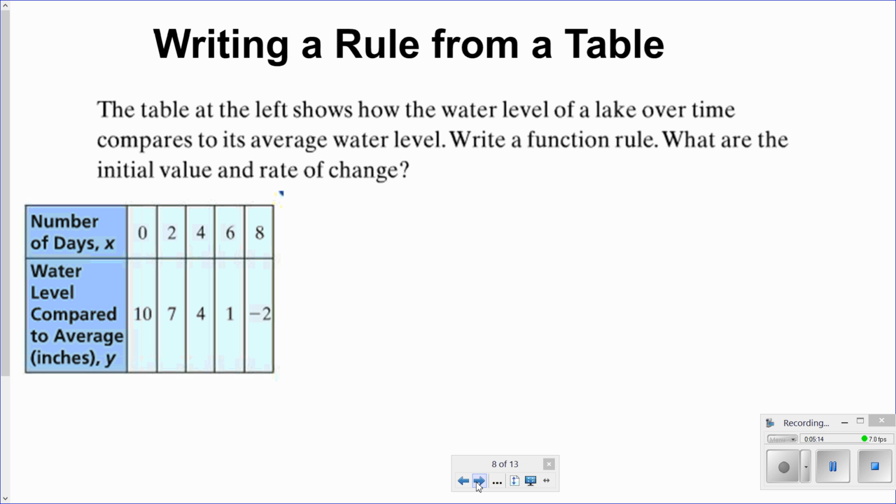So writing a rule from the table. This is kind of like what we've already done. We've been looking at our rate of change, our change in Y over our change in X. So I want to know, how did 10 become 7? 7 become 4, 4 become 1, 1 become negative 2. So I should see that every time I am subtracting 3.